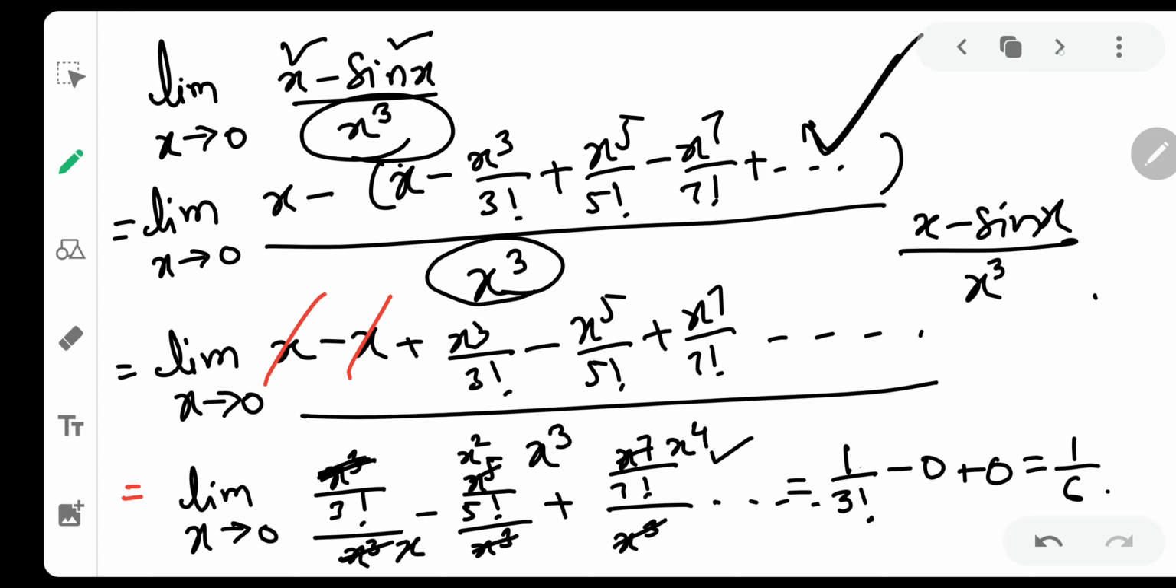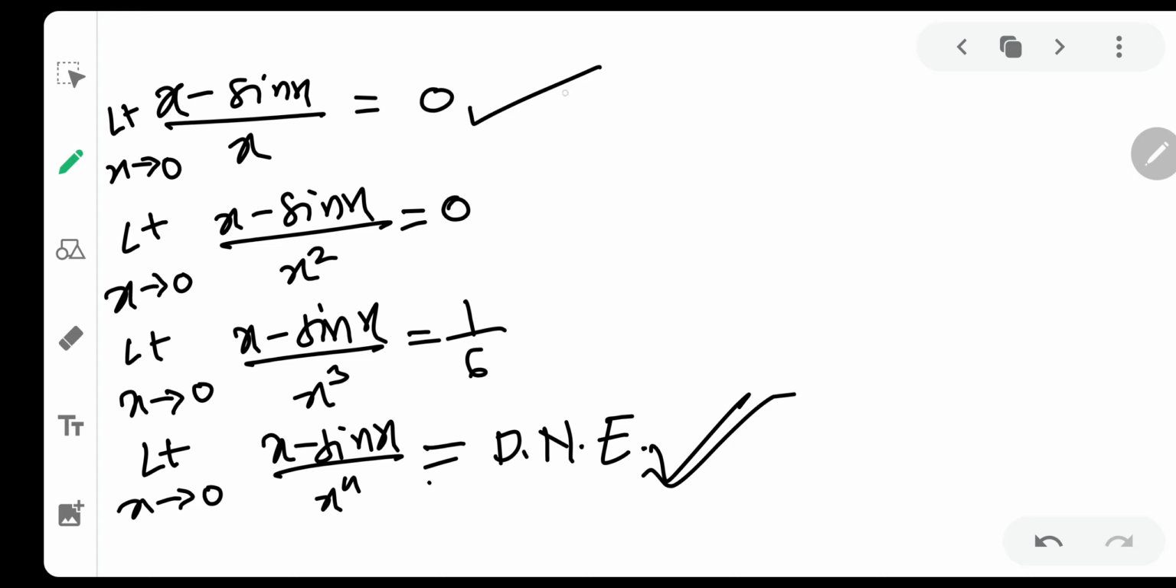And also you should know this particular thing, that if it is x then it is 0, if it is x square then it is 0, if it is x cube then it is 1 by 6, if it is x raised to 4 then it does not exist.